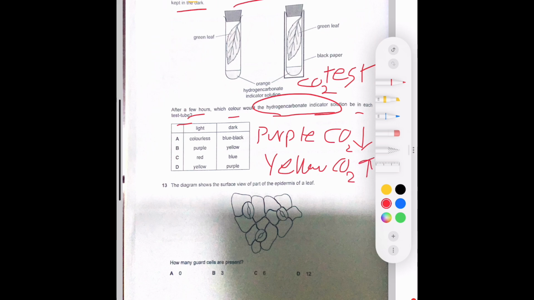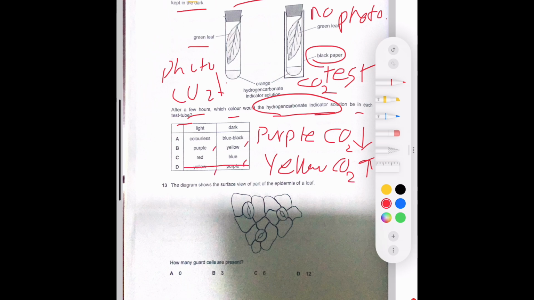Okay, so the one with photosynthesis would be using the carbon dioxide to produce food. Therefore, theoretically, the one in the light should be purple because it is using carbon dioxide and the carbon dioxide is decreasing. And the one in the dark, with no photosynthesis, carbon dioxide would not be used up, and therefore it would remain yellow. So B would be the right answer for this question.